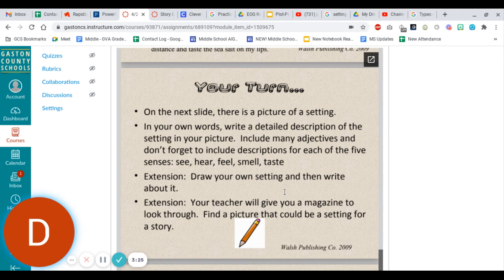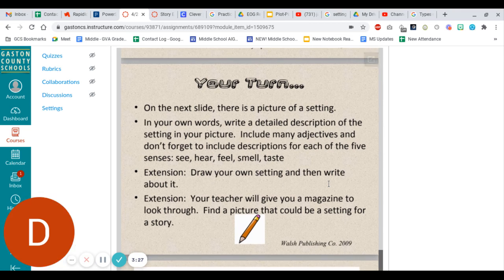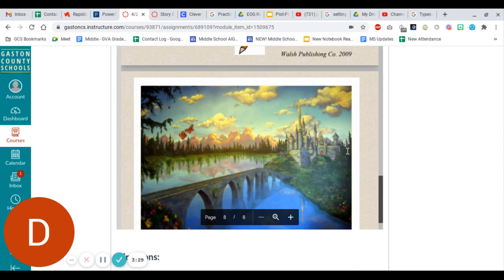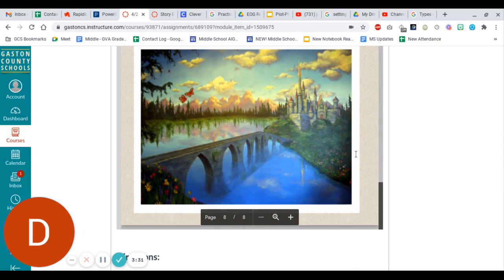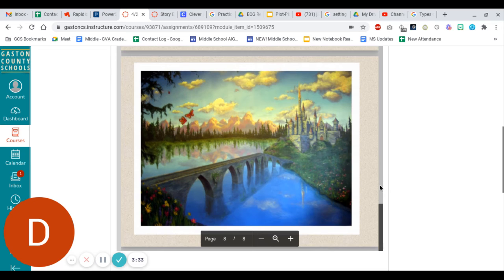You won't need to do the rest of that where it says draw your setting. We're not doing that. So let's look at the picture and analyze this picture. You're going to have to describe this setting, tell me where and when it is, and describe it using some of the five senses.